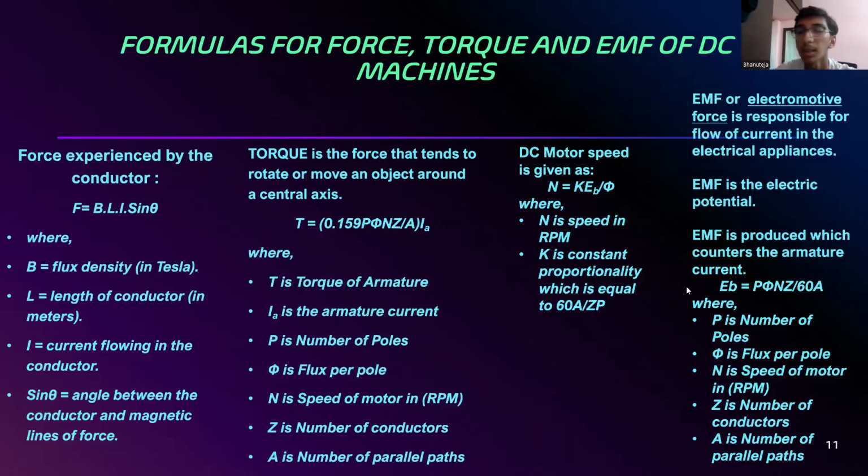The same thing here: P is the number of poles, φ is the flux per pole, N is the speed of the motor in RPM, Z is the number of conductors, and A is the number of parallel paths. So these are a few major formulas that we get for DC machines. These are the calculation of torque, force, and EMF, and also the speed of the motor.